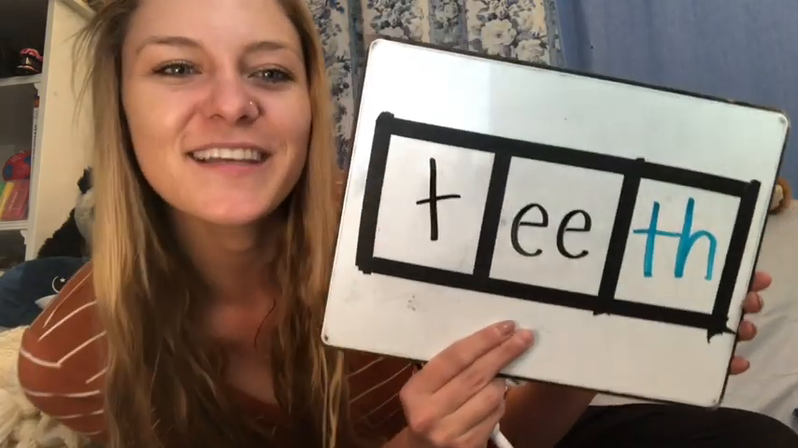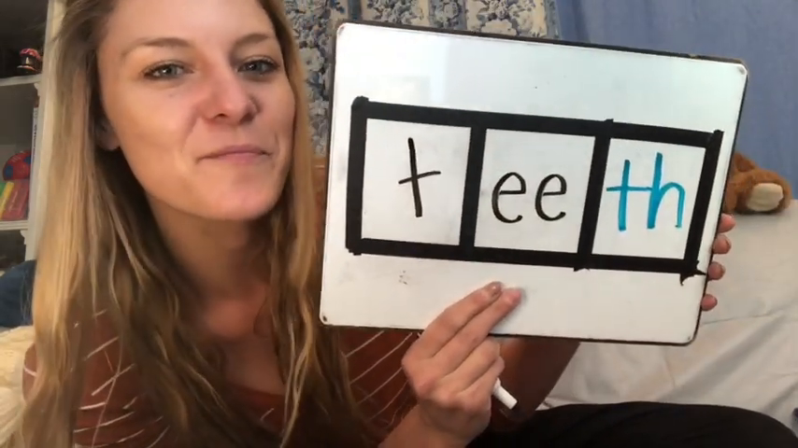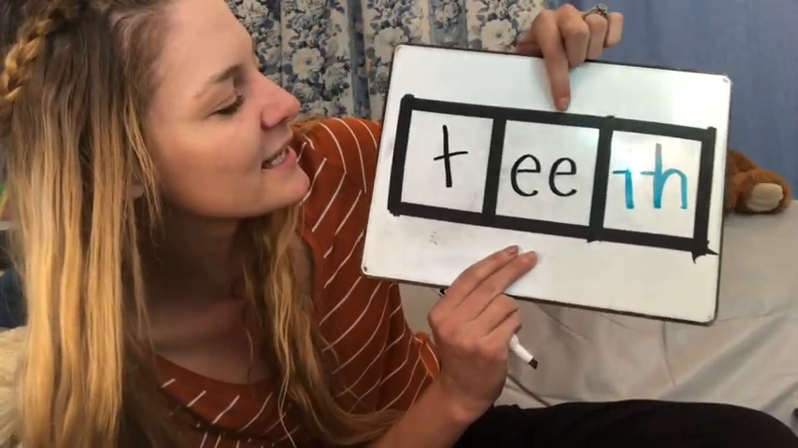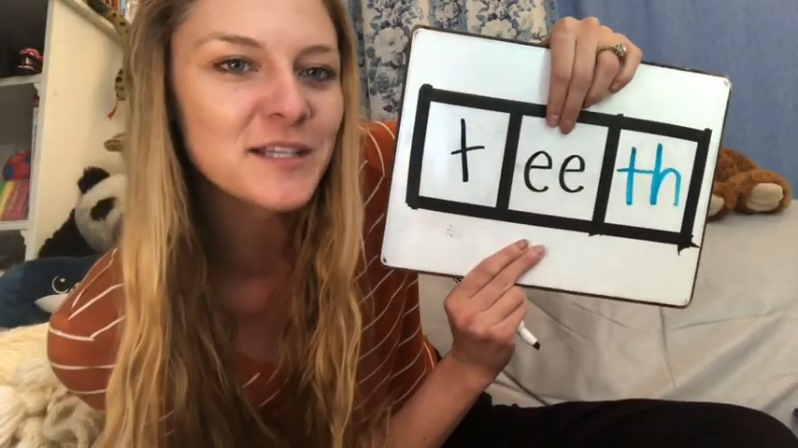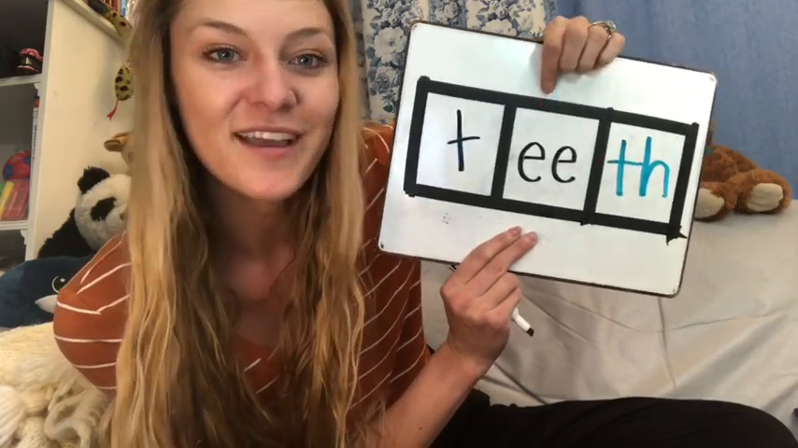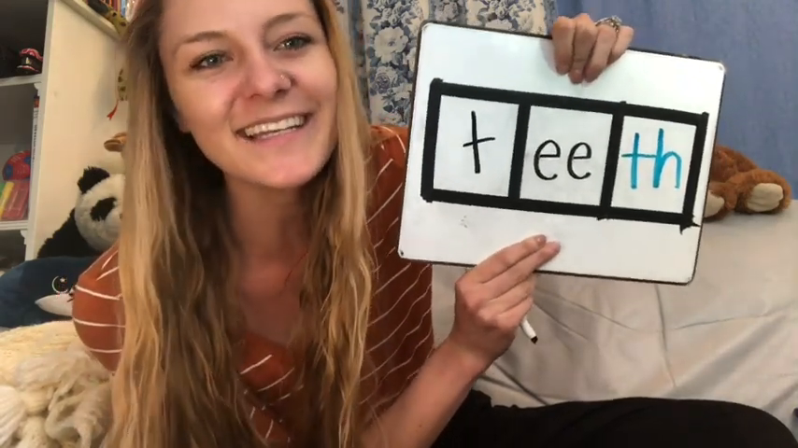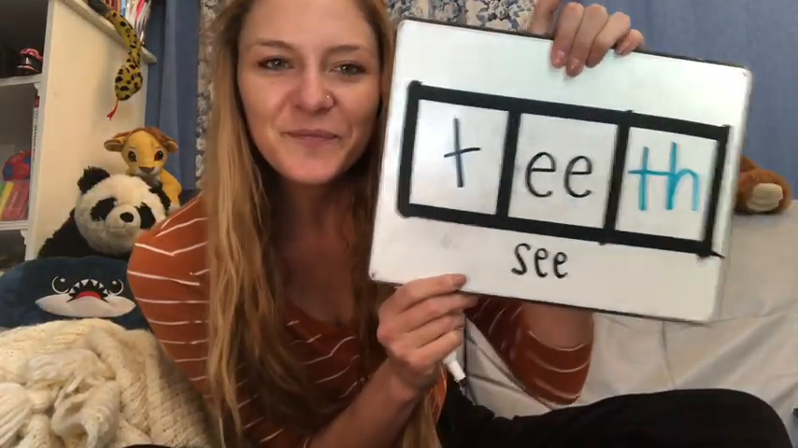T-E, T-E-th. Like that. Teeth. T-E-E-T-H. These two little E's go in the same sound box because when they go together, they just say E. Kind of like in the sight word see. Right?